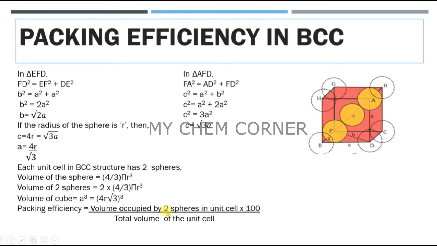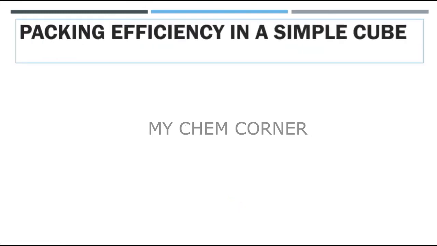So now we'll just substitute the value. The volume occupied by two spheres we just calculated here, 2 into 4 by 3 pi r cube divided by total volume of unit cell, which is 4r by root 3 the cube, which, when we calculate this, you will get 68%. So here this is going to be the percentage for a BCC, 68%.